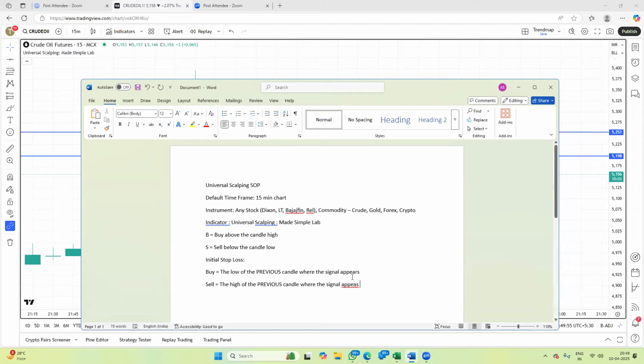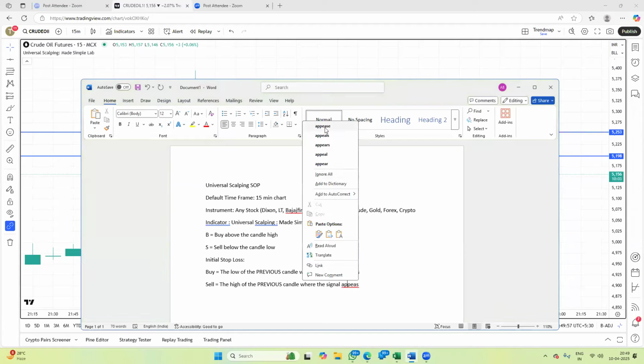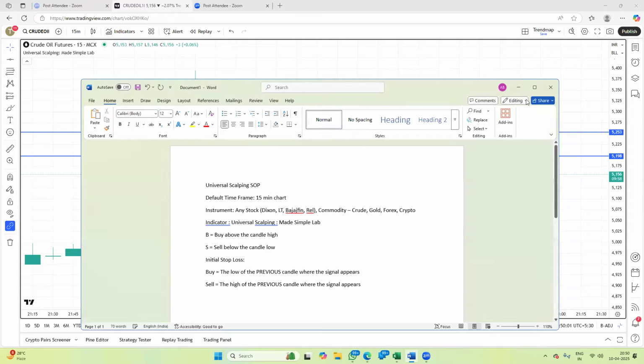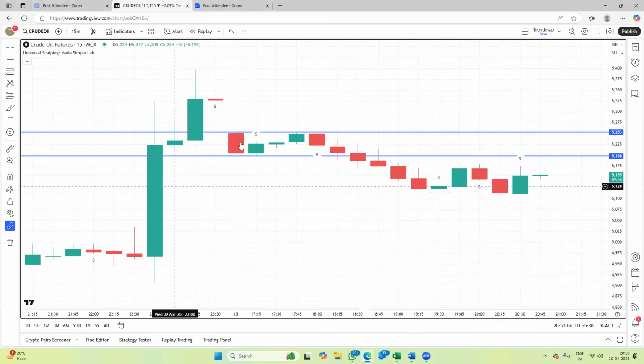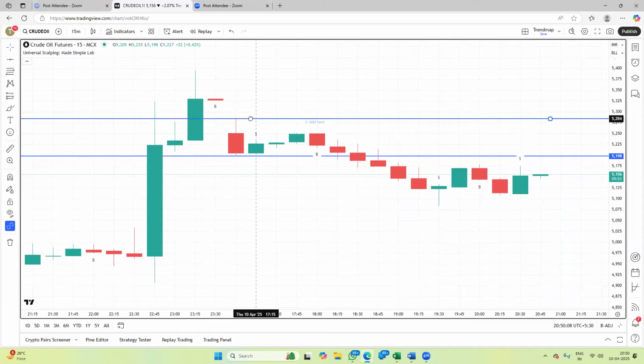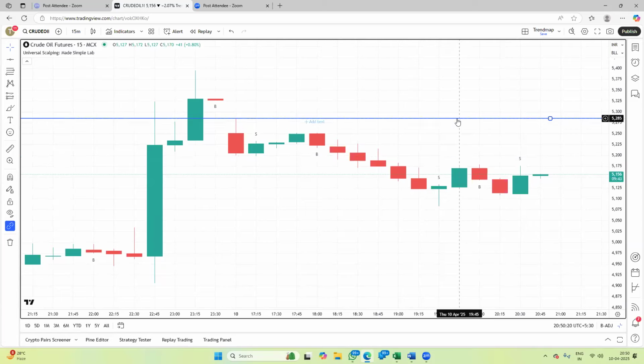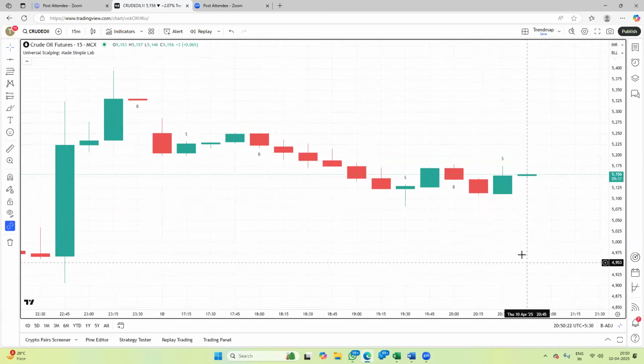Now let's discuss it with an example. If we got a sell signal here, where will my initial stop loss be? My initial stop loss will be here. Now, for example, let's say I missed all the trades. I just came now and I see that a sell signal appears and also previously a buy signal was there.